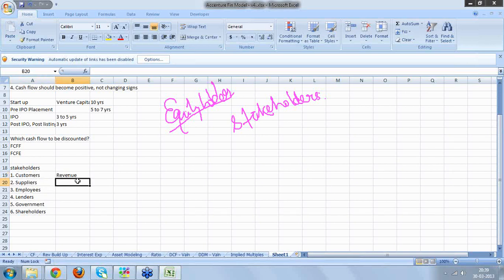Then you need to pay your suppliers. In order to fulfill this particular contract, you would have deployed the services of many suppliers and subcontractors.